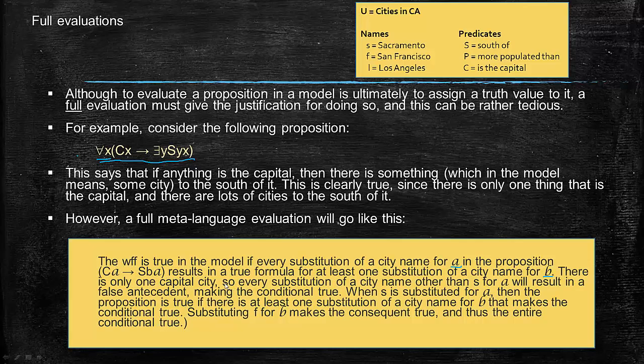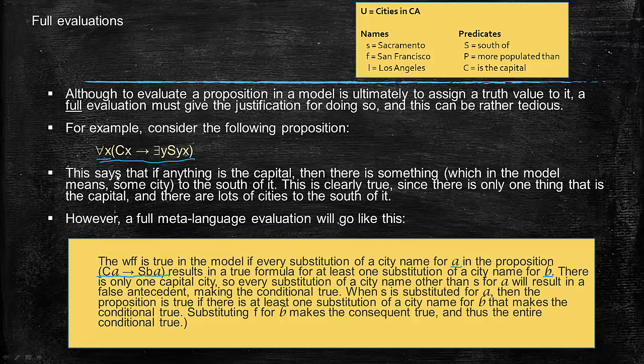Now, there's only one capital city. So every substitution of a city name other than S for A will result in a false antecedent, making the conditional true. In other words, if we substitute anything but S in for X, or if you look down here, if A is anything but S, then C of A is going to be false, right? So suppose it was L. Well, Los Angeles is not the capital. Suppose it were F. Well, San Francisco is not the capital. So if you make the antecedent of the conditional false, then we know the whole conditional is true. So anything that's not Sacramento makes the conditional true.